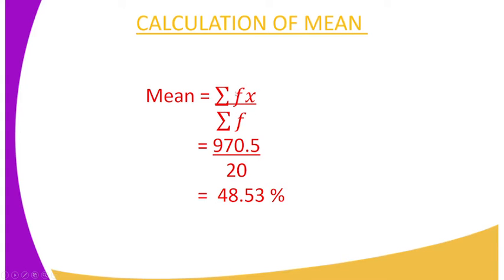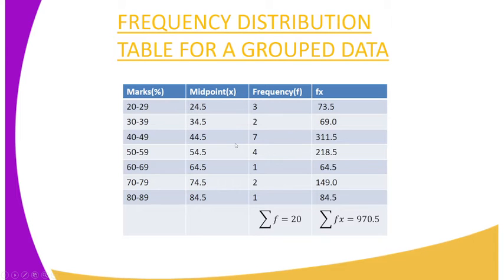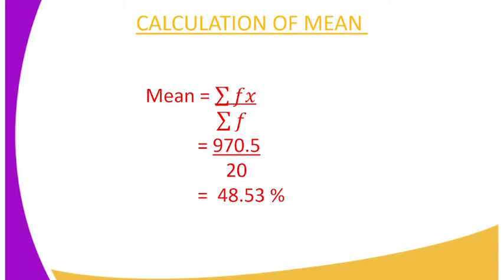On to the calculation of the mean, you apply this formula, whereby the mean is calculated by getting the summation of fx and dividing by the summation of f. Remember the summation of f was 20, and therefore you divide 970.5 by 20, and you end up getting 48.53, and that is the mean score.